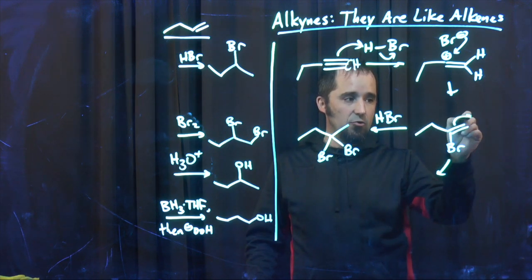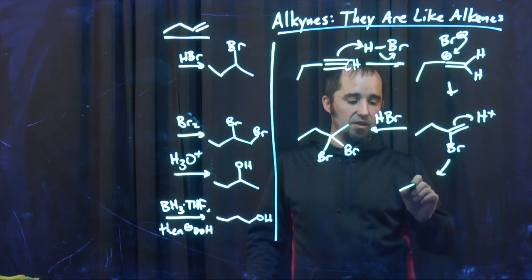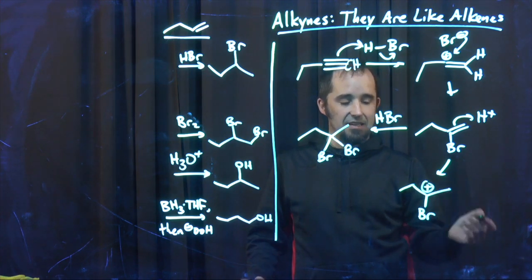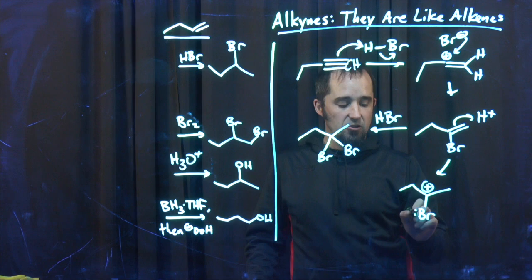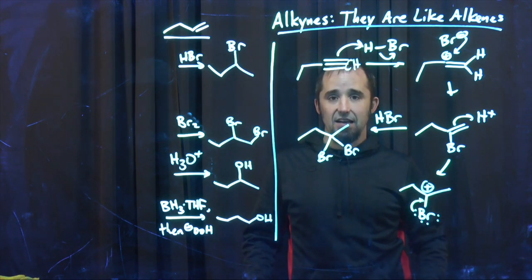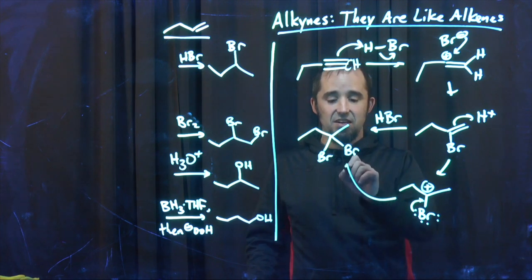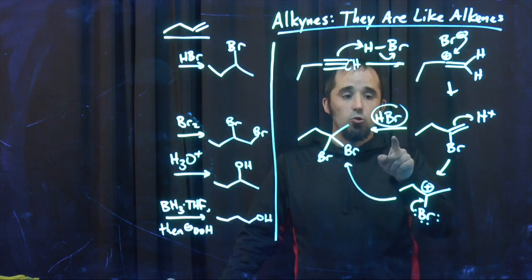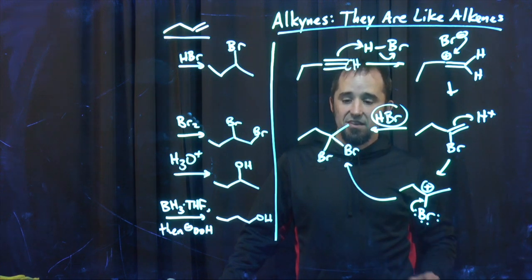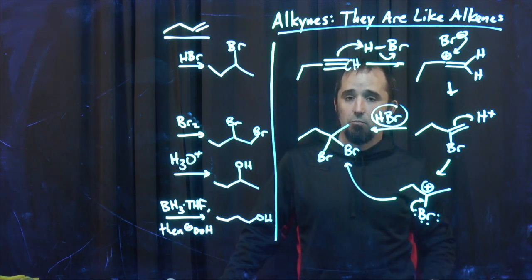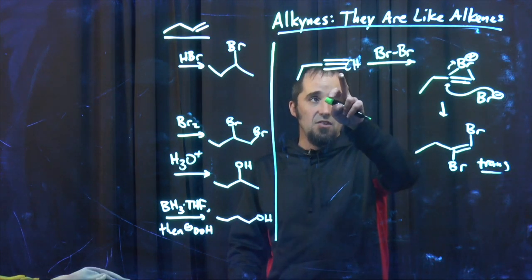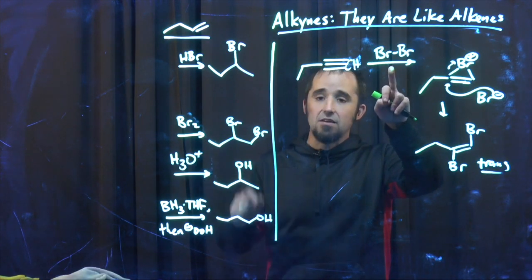if this goes out and grabs a proton, now I've got some cation that looks like this, which technically the lone pairs on this bromine can actually stabilize a little bit. So the selectivity of this is going to be very good. An alkyne with two equivalents of HBr can give me this geminal dibromide with both bromines on the same carbon.